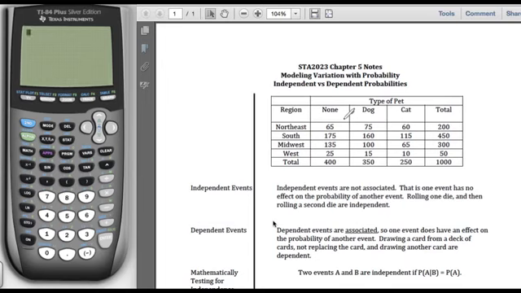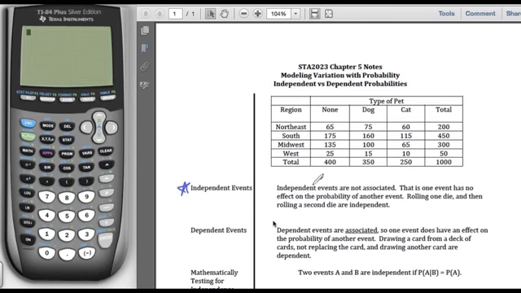In a previous video, we covered the ideas of mutually exclusive versus non-mutually exclusive probabilities when we see the word or. In this video, we're going to focus on independent compared to dependent probabilities when we see the word and. We're going to go back to this two-way table about cats and dogs and where people are from in the U.S. to discuss this. To begin with, a couple of definitions.